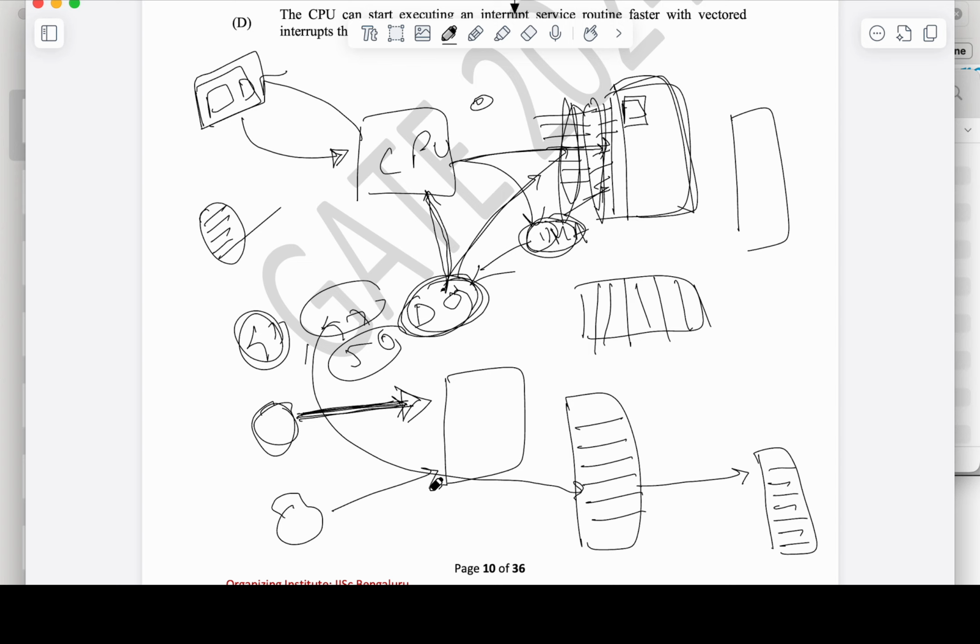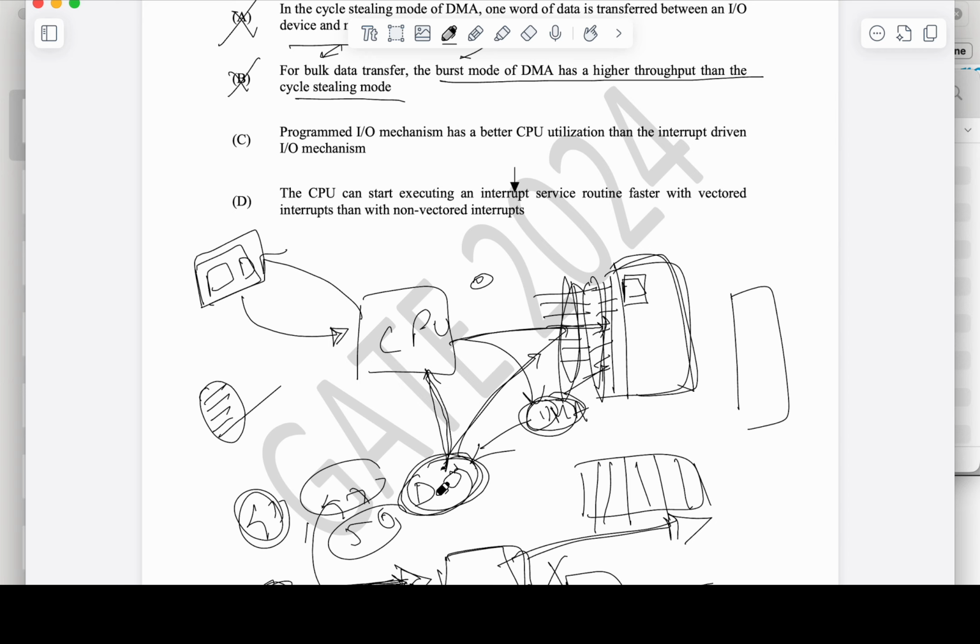Now then the CPU would just go and check back to it and then get the information regarding what the issue is, and then accordingly would decide and then would issue the routine, not through the table but directly. So obviously non-vectored takes more steps for the CPU, while vectored is quite straightforward. So obviously your vectored interrupts are faster. And they are saying that only. The CPU can start executing an interrupt service routine faster with vectored interrupts than with non-vectored interrupts.